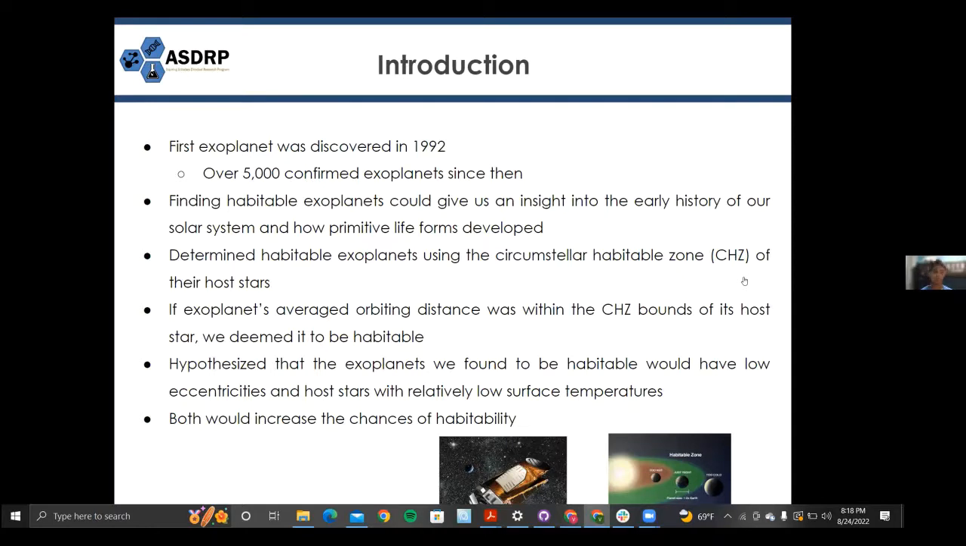Thus, we found that habitable exoplanets would have low eccentricities and their host stars would have relatively low surface temperatures, which in theory makes a lot of sense, because a low eccentricity means that it can receive light a lot better to further support life on exoplanets. These would both increase the chances of habitability. Now I'm going to hand it on to Chris, who will explain a bit more about this.